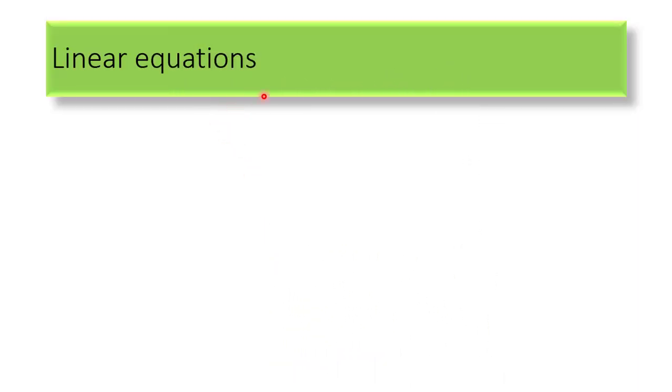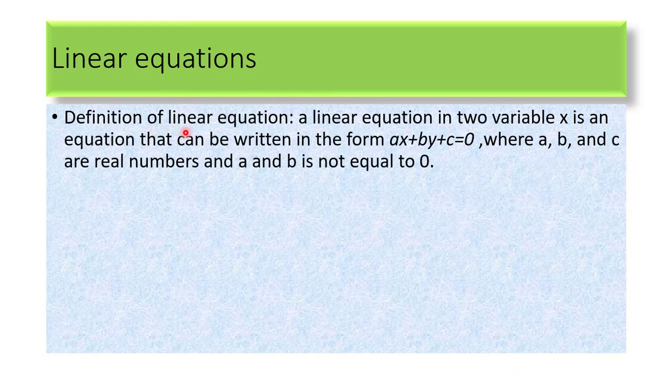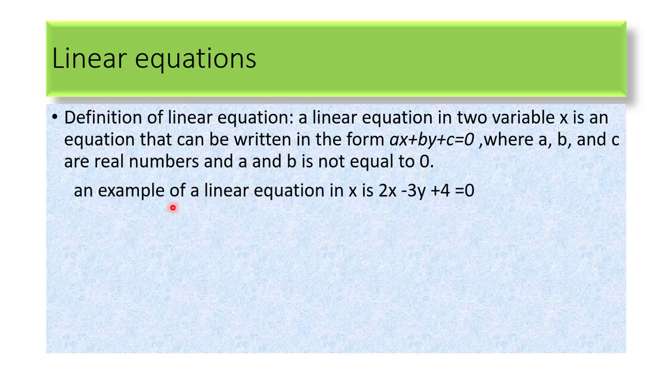Then first is linear equation. So what is linear equation? Then definition of a linear equation. A linear equation in two variable x and y is an equation that can be written in the form ax plus by plus c equal 0, where a, b and c are real numbers and a and b are not equal to 0. An example of a linear equation is 2x minus 3y plus 4 equal 0. This is a linear equation.